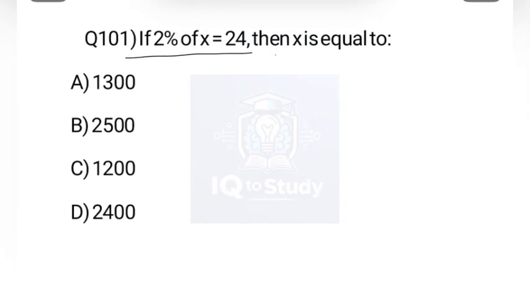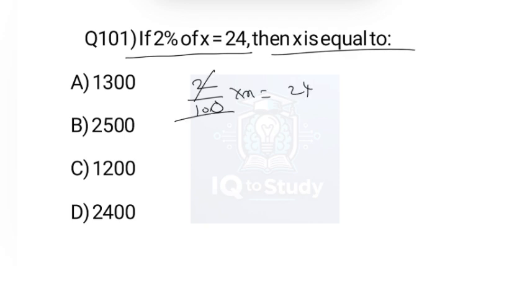If 2% of x is 24, then x is? So 2% of x is 24 means x is equal to 24 into 50, which is equal to 1200. So x value is 1200.